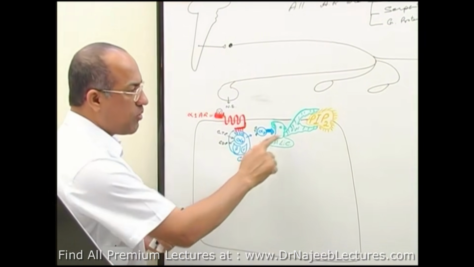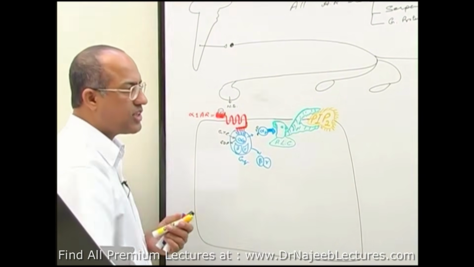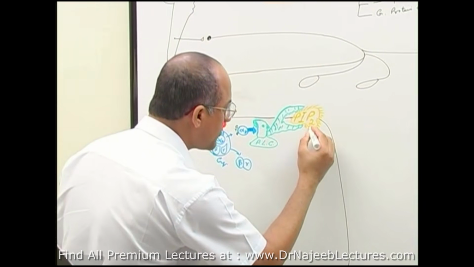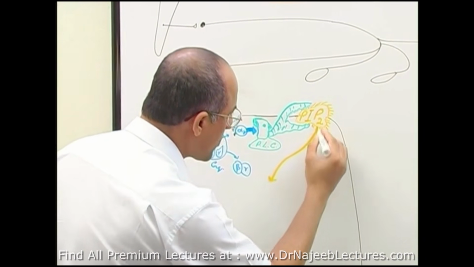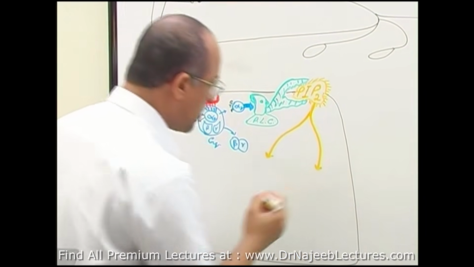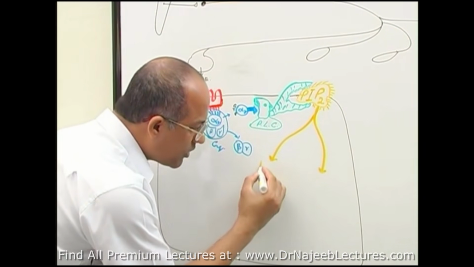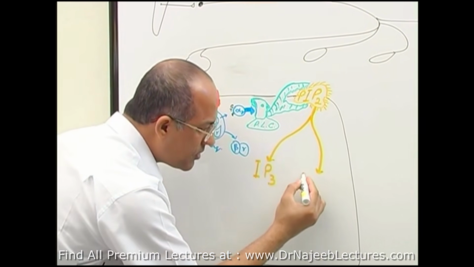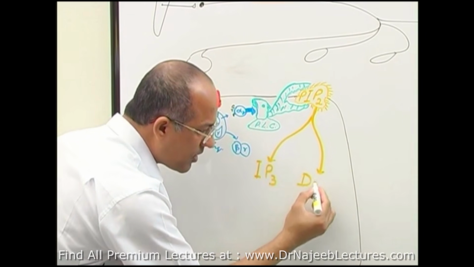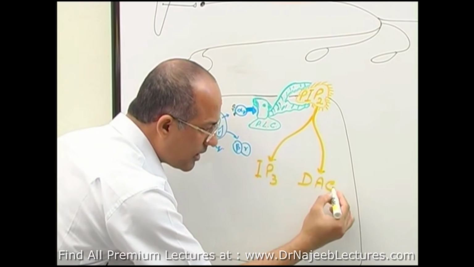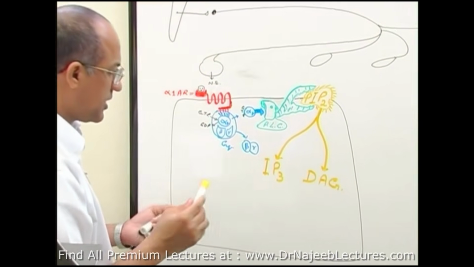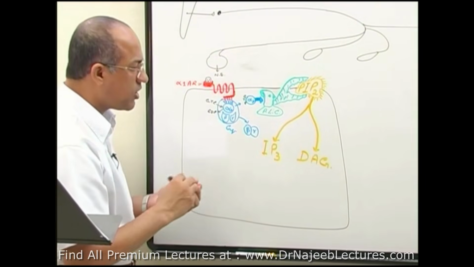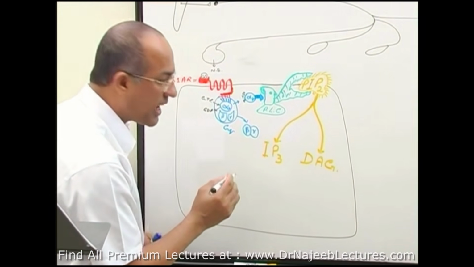When phospholipase C attacks the phosphatidyl inositol diphosphate, it will break down into two components. One is inositol triphosphate, IP3. The other is diacylglycerol. Then you must know that inositol triphosphate acts on intracellular stores of calcium.